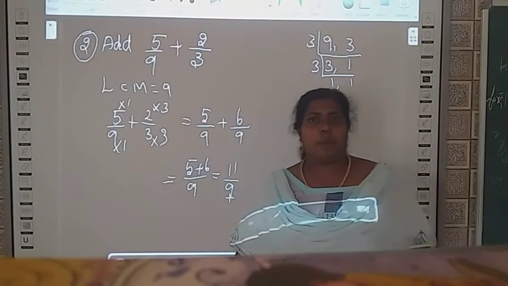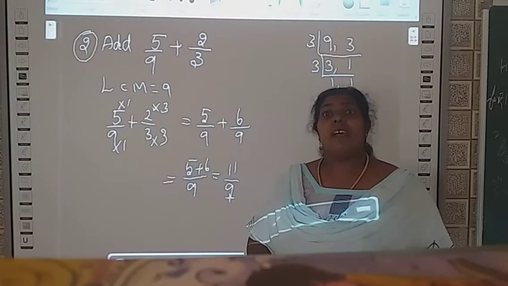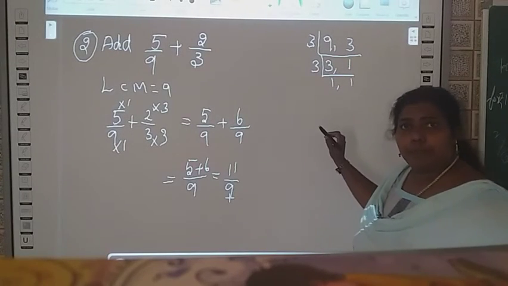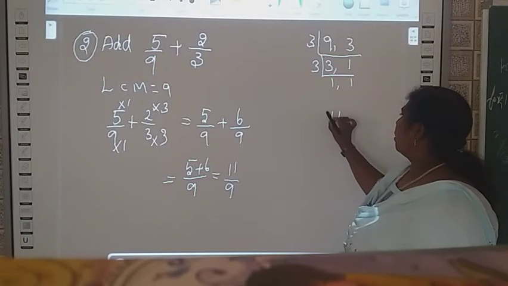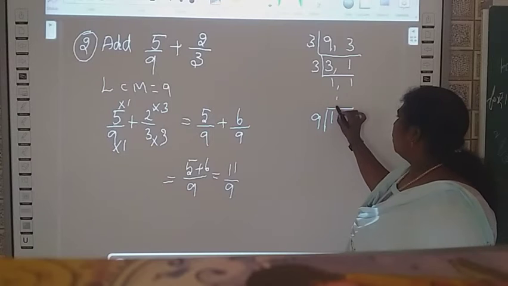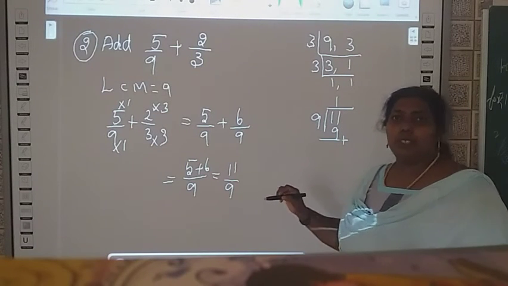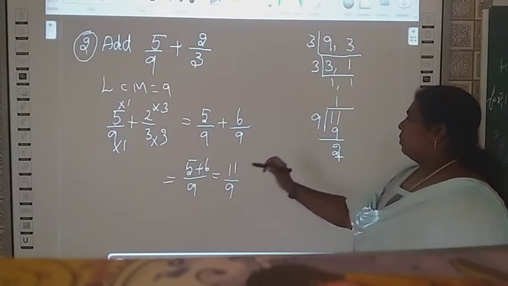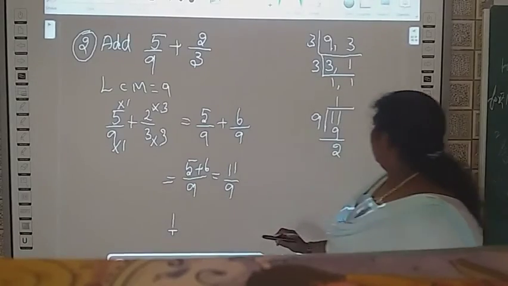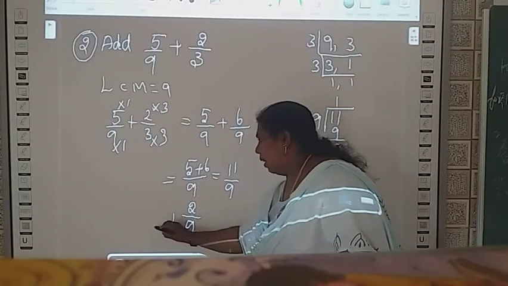So this is a proper or improper fraction? Improper fraction. So what do we have to do? We want to change it to a mixed fraction. 11 by 9. We have to divide that value. 11 divided by 9. 9 how many times? Only 1 time. 1 nine is 9. So 11 minus 9 is how much? 2, isn't it? Mixed fraction is 1, then 2 by 9. 2 divided by 9. That is the answer.